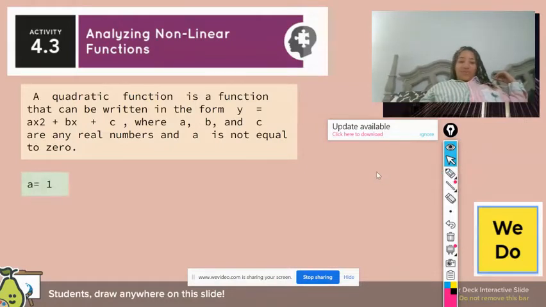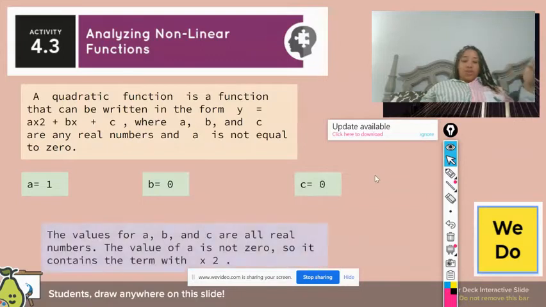All right. So A would be 1, B would be 0, and C would be 0. So those are some of the examples that you could use. The values of A, B, and C are all real numbers. The value of A is not 0, so it contains the term x squared. Okay, these are just definitions. I know it's a lot of front loading.